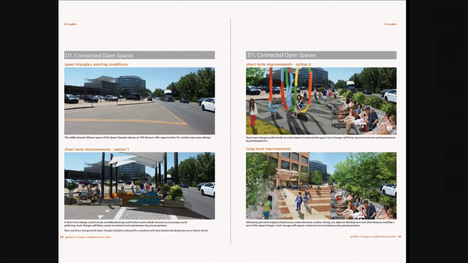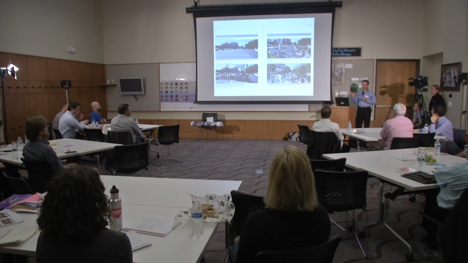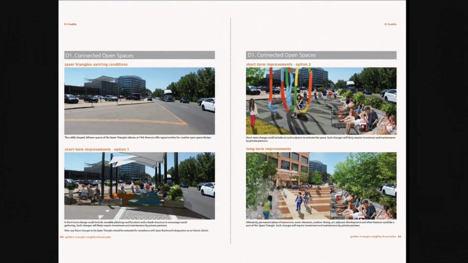As Spear cuts through the Golden Triangle, the north-south street grid of the city is met at funny angles by Spear, and you end up with these little triangles. And they're kind of this difficult waste of space. So what this plan said is, over a period of time, as funding is available, let's, down at the bottom, let people cross and give them some shade and let them be there if they want to be there.